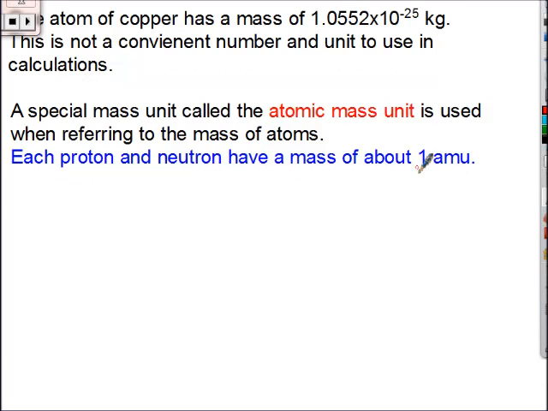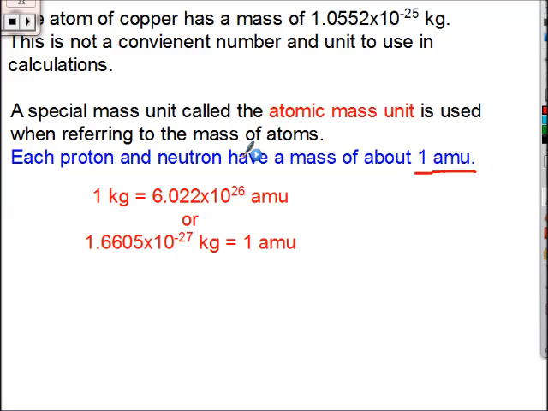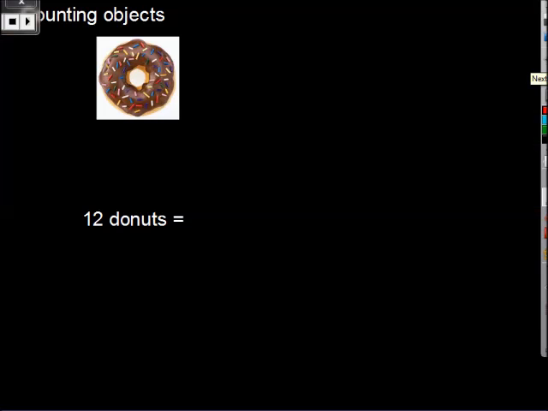This unit, called 1 AMU, is equivalent to 1 kilogram is 6.02 times 10 to the 26th AMU, or the following conversion. So you can convert back and forth between kilograms to AMUs, but for the most part we can use AMUs as atomic mass units.